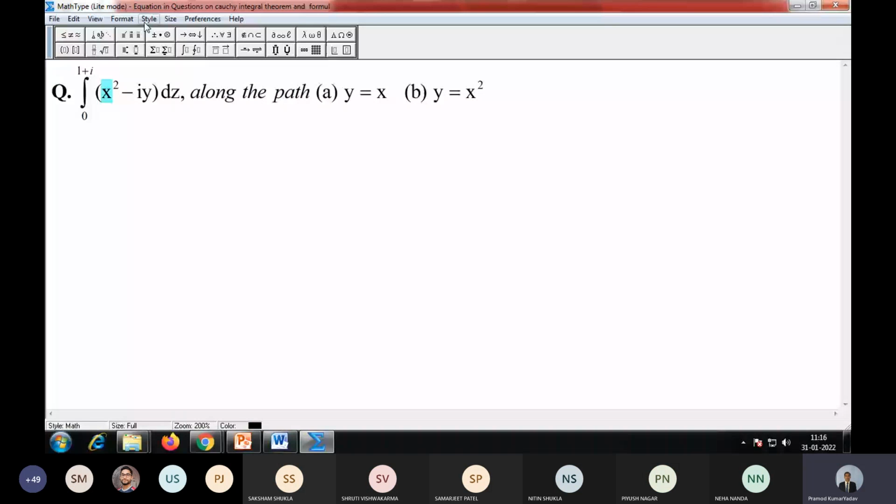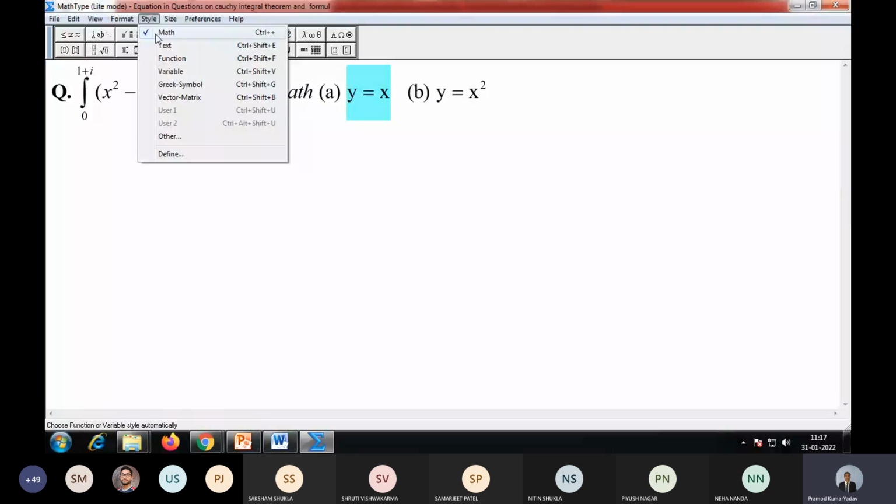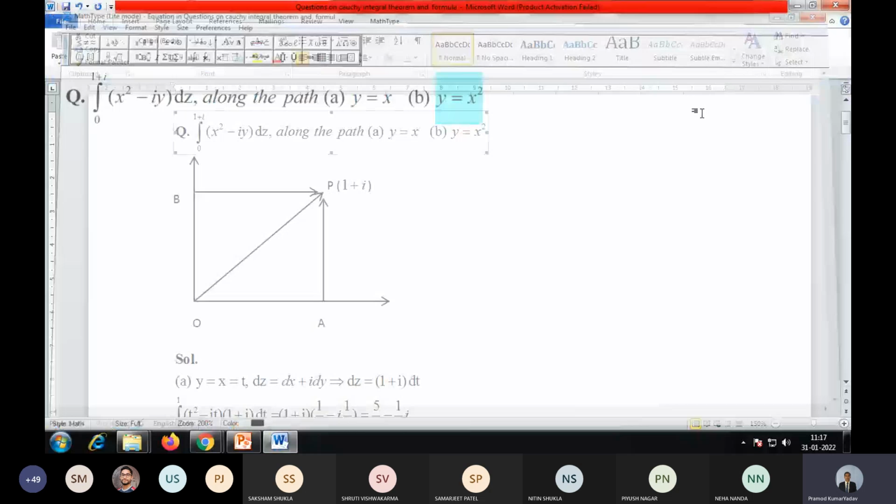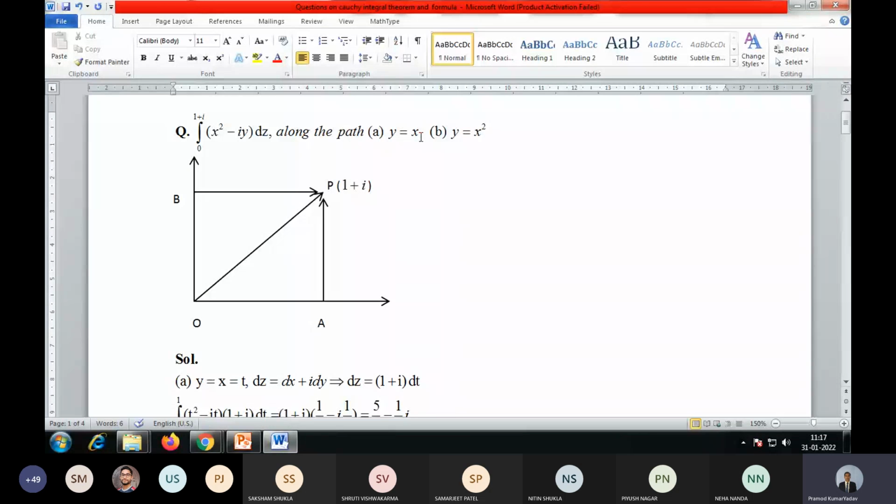x square minus iy dz along the path. One question, y equal to x, and second question, y equal to x square. So you know the idea about this one, because the path y equal to x. So 0 to 1 plus i.